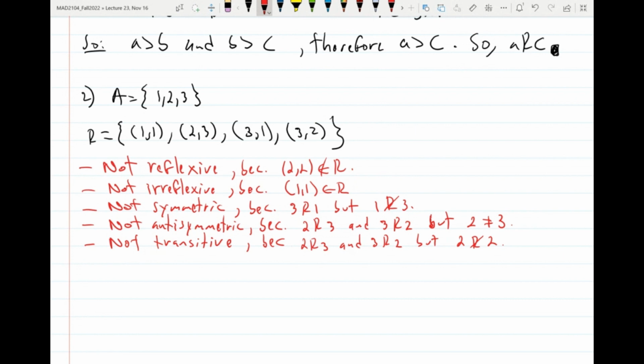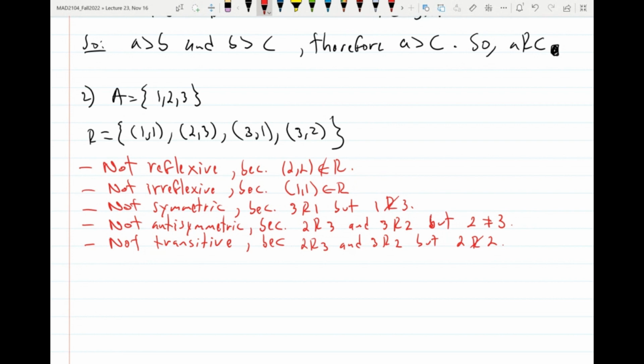All right. Can we make it antisymmetric? When I say make it antisymmetric, I mean by adding stuff. Remember, we don't want to be removing things. Remember, our problem was the 2, 3, and the 3, 2. We cannot just get rid of those, right? So no, we cannot make it antisymmetric.